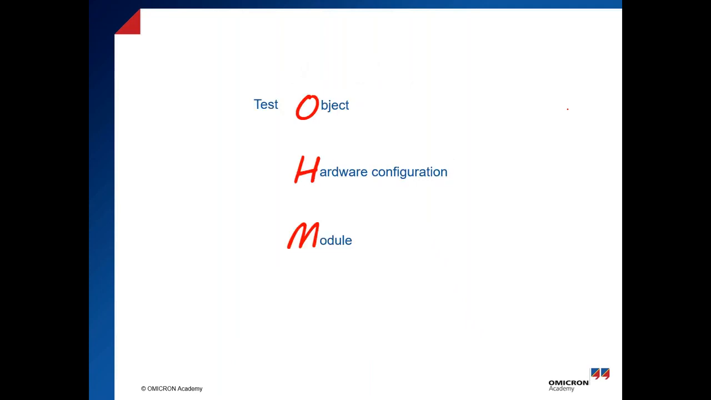O is a test object, which is a device under test. It can be a transducer, it can be energy meter, it can be protection relay. H is the hardware configuration, the test set, the CMC itself. You need to configure how many current channels, how many voltage channels, how many binary inputs, how many binary outputs you need to start your test. We call it the hardware configuration.